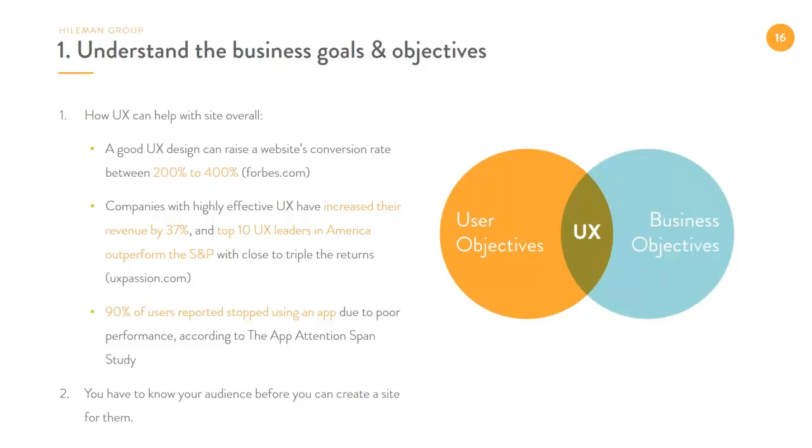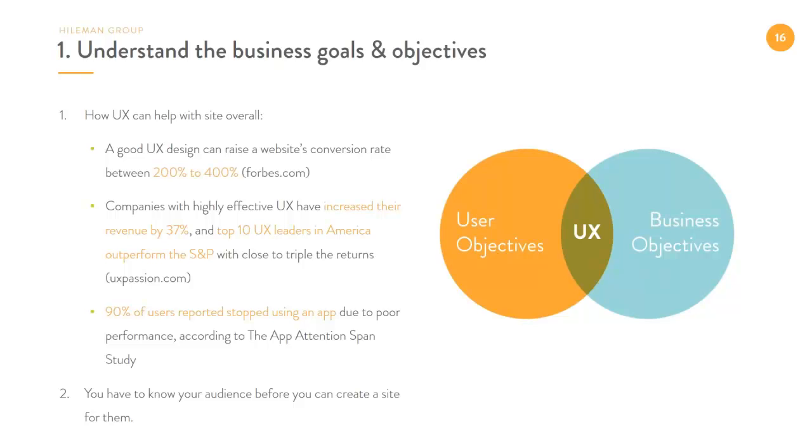And then another one is 90% of users reported stopping using an app due to poor performance, according to the attention span study. So again, this goes to not really giving your user a reason to leave your site. Give them a reason to stay on it. If you have poor performance or things like slow load time, which we'll touch on later in this presentation, it can really impact them and have them leave very early within their journey.